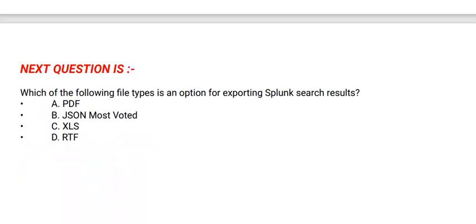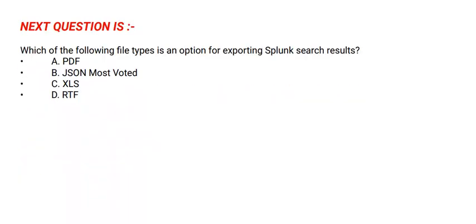Next question is, which of the following file types is an option for exporting Splunk search results? Options are, option A, PDF, option B, JSON, most voted, option C, XLS, and option D, RTF. The correct option is option B.